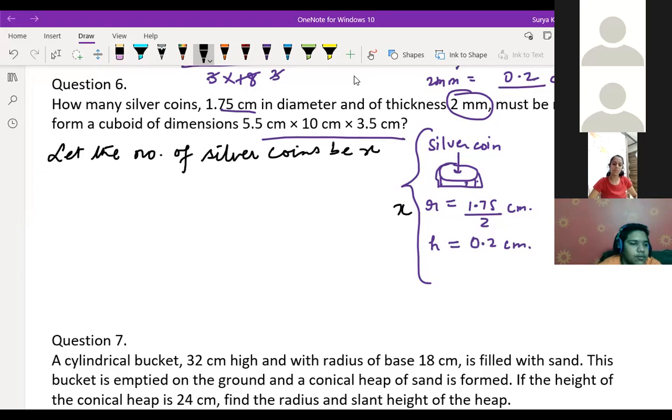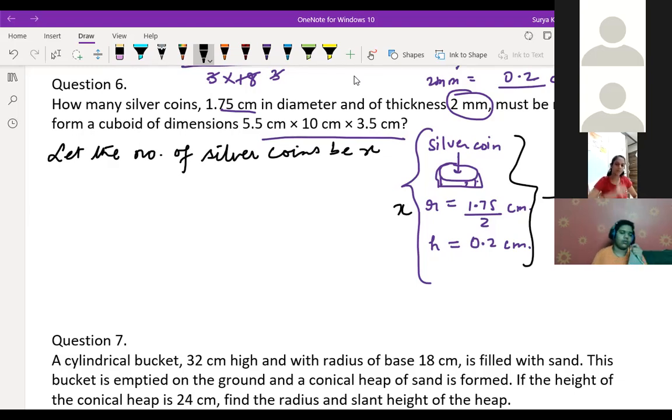How many silver coins will you just mix together? You will melt them together so that it forms one cuboid, and the cuboid dimension is also given to you. Cuboid dimension is also given to you, that is 5.5. Length is equal to 5.5 centimeter, breadth is 10 centimeter, and height is 3.5 centimeter. Okay, so let the number of silver coins be x.